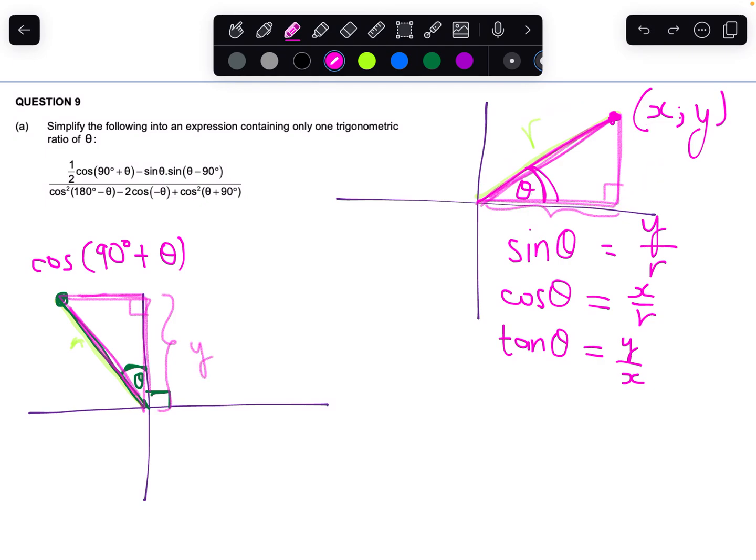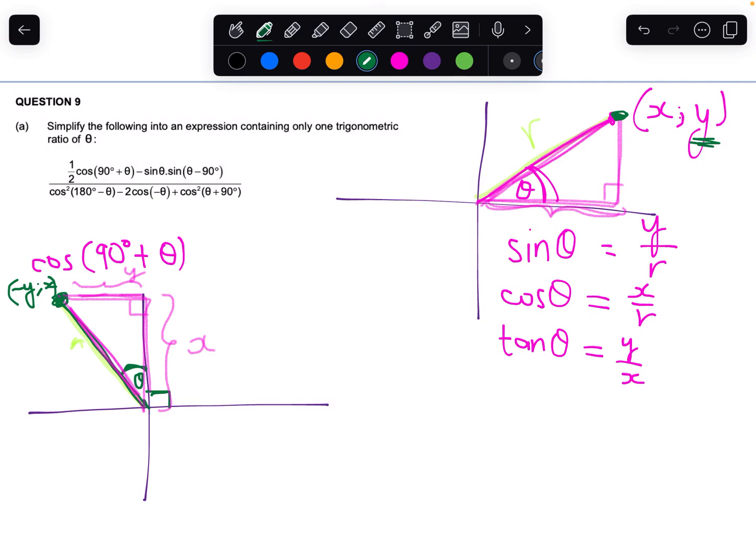Anyway, so this is not y. That will be x units, because it's the same as this. And this over here will be the same as y units. So the x coordinate of this point will be negative y, because this y is positive. But we can see that this point is on the negative side of the x-axis, so the x coordinate should be negative. And then the y coordinate will be x.